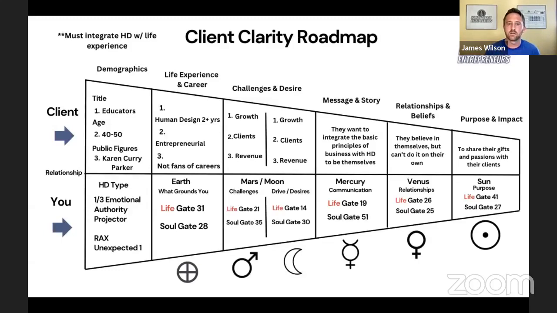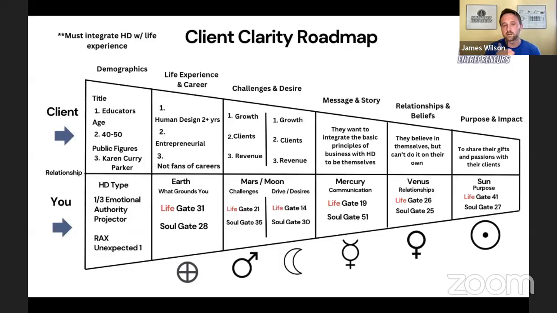Gate 31 for me is leadership. I've attempted to move out of leadership positions, but I've just always found myself in that. It grounds me. Gate 28 is adventure or challenge. I'm always up for a good challenge, and that's something that grounds me as well.